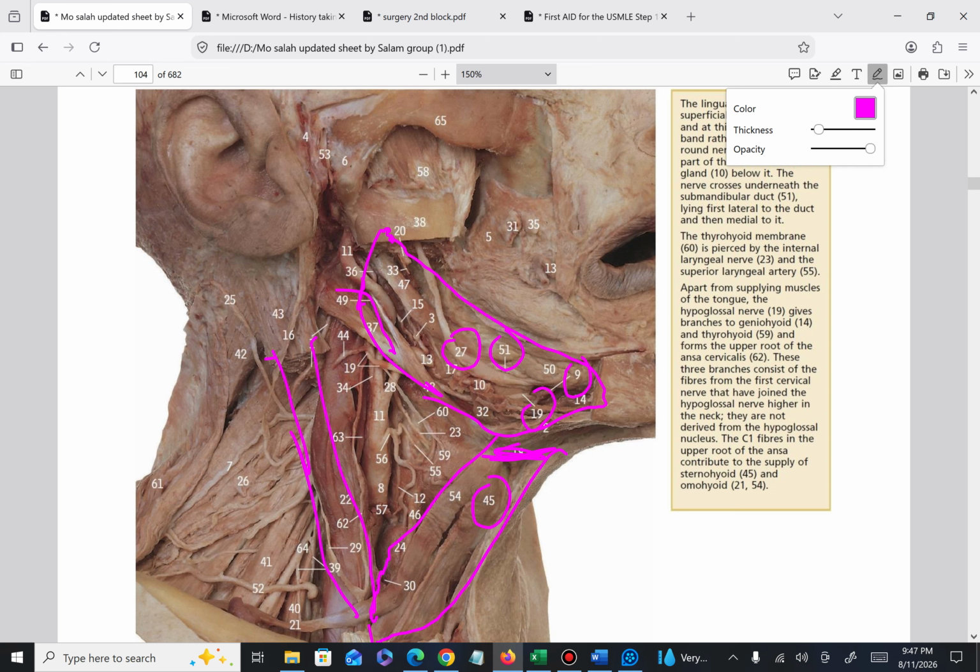Then this one is the carotid triangle which contains the carotid sheath containing the common carotid artery. On the 11 is the external carotid artery, on the 63 is the vagus nerve, and lateral to the carotid artery is the internal jugular vein, while anterior to it is the ansa cervicalis. So this is about the anterior triangle of the neck.